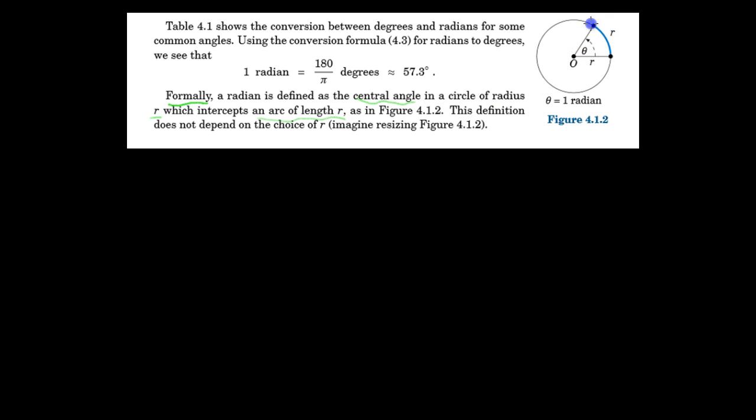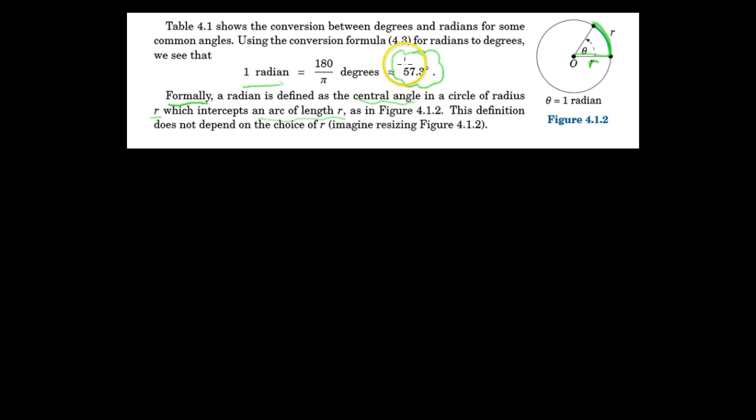So that's the formal definition. I like to think about it: this is the arc length of r, and this is the radius of r. So at the point where the arc length is equal to the radius, that is 1 radian. If you convert that, 1 radian is equivalent to 180 over pi, which is approximately 57.3 degrees.